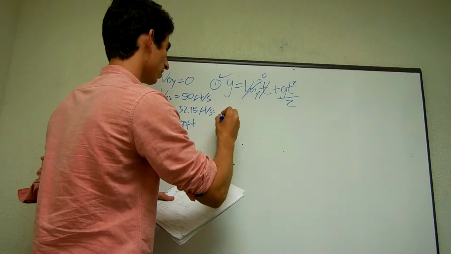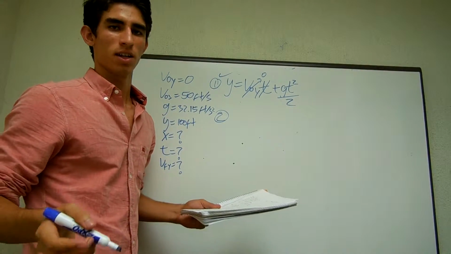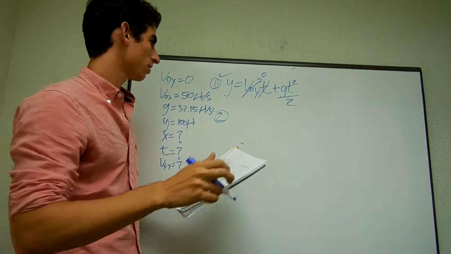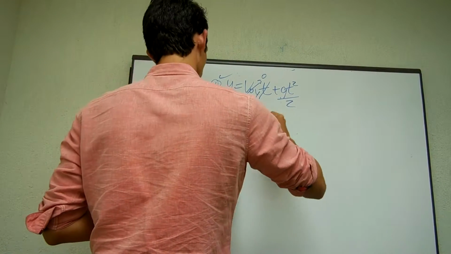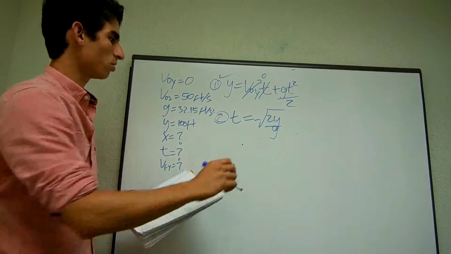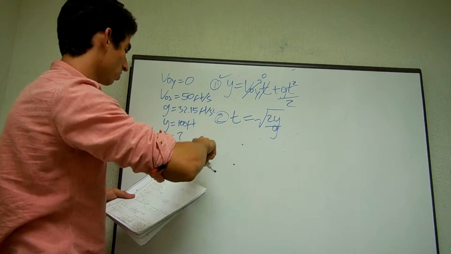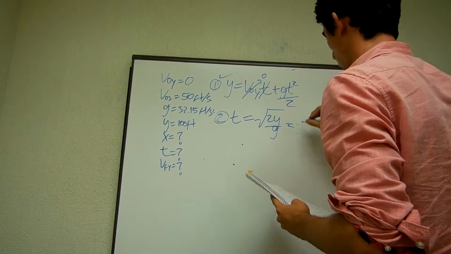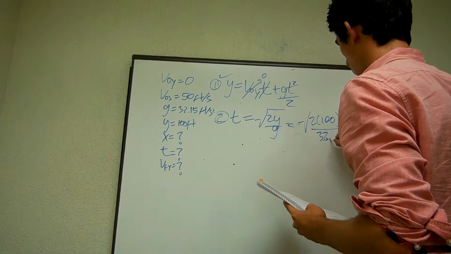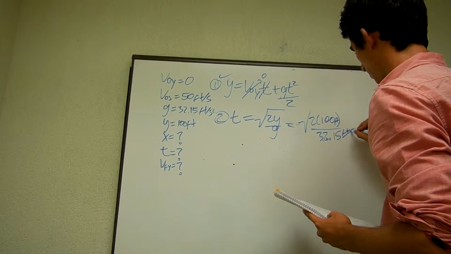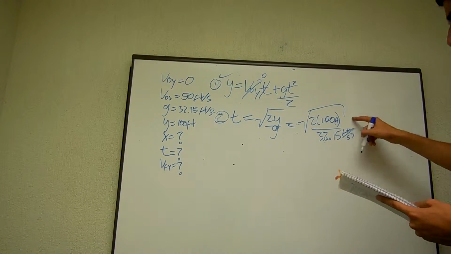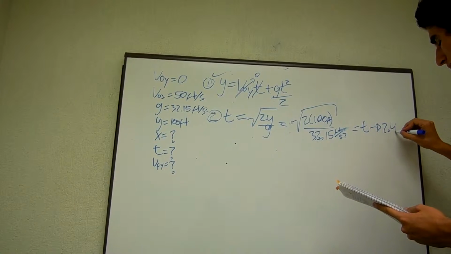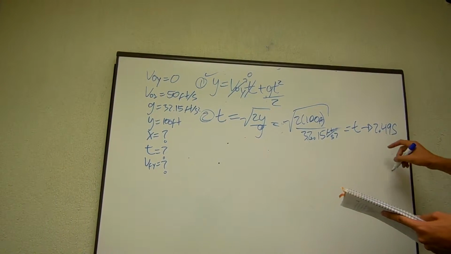The second thing they're asking us is time, and we can get time from this equation when we isolate time. We know all these values, so we can get time. And the time is equal to 2.49 seconds.